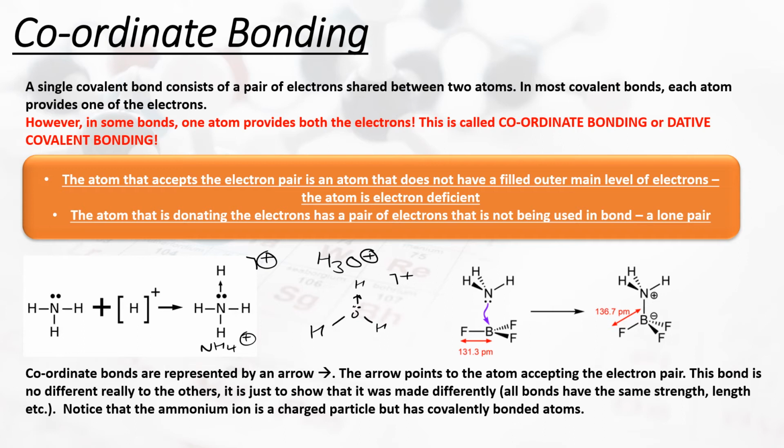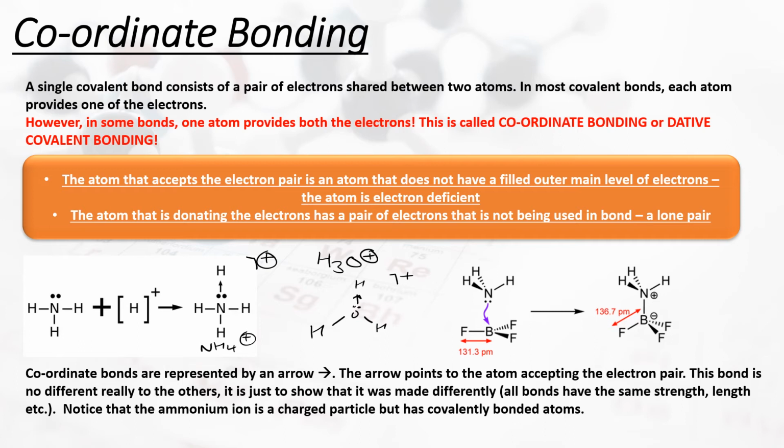Another example is something called the oxonium ion, again a charged particle, this H3O+, but it's again made from covalently bonded atoms. Here we have a water molecule, H2O, and we have a proton, H+. Again, the only way this can make this covalent bond is by both electrons from the oxygen being shared to the proton, which has no electrons.